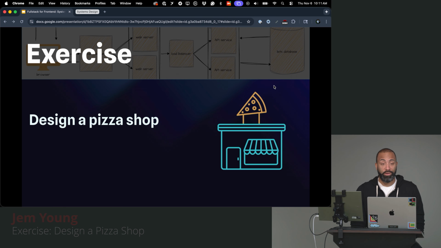Our first exercise, we are going to design a pizza shop. So open up your whiteboard or drawing space. You can use a notepad, pen and pencil. It doesn't matter. I'm going to use draw.io or Excalidraw, doesn't really matter, mainly because my handwriting is terrible and you will not know what's pointing to what. So go ahead and open those up.